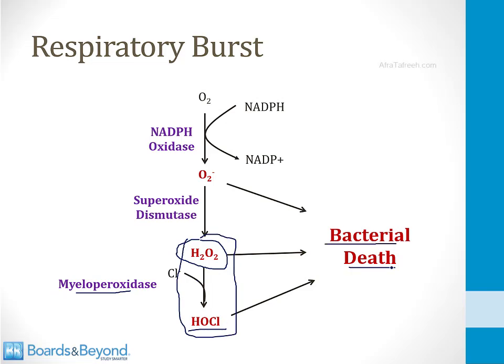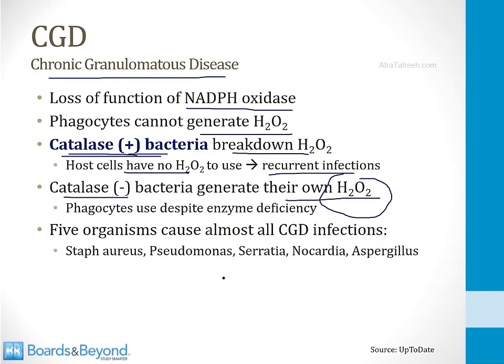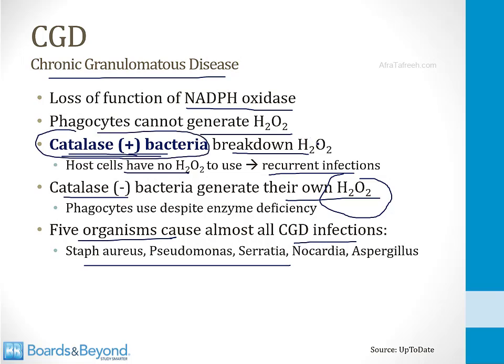Thus, they are more able to kill catalase negative bacteria compared to catalase positive bacteria that do not generate hydrogen peroxide. And so because of all this biology related to the catalase enzyme and free radicals and the respiratory burst, there are 5 organisms that cause most of the infections in patients with CGD. They're shown on this slide here, and all of these are catalase positive. They break down their hydrogen peroxide and don't leave any for the phagocyte to use.